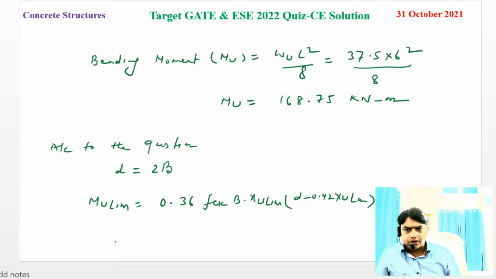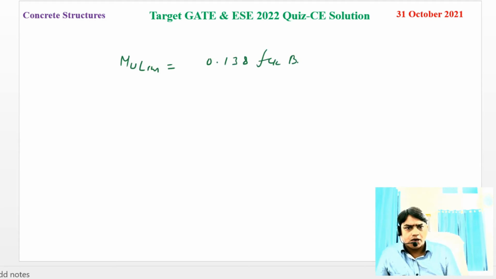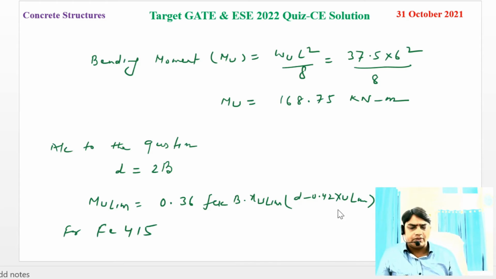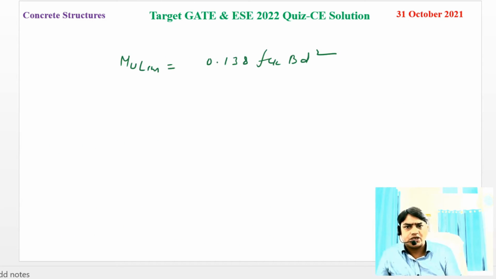Or we can write for Fe415 grade, the Mu limiting is equal to 0.138 fck bd square. If you put the value of xu limiting, for Fe415 grade xu limiting is 0.48 d. xu limiting is equal to 0.48 d. So if you put the value, you will get 0.138 fck bd square.